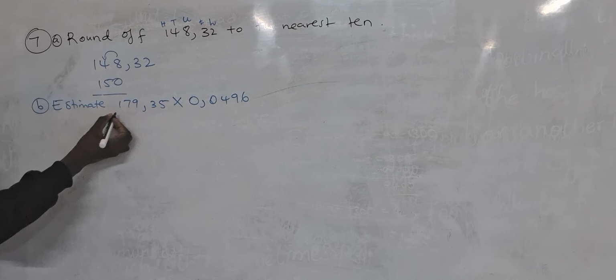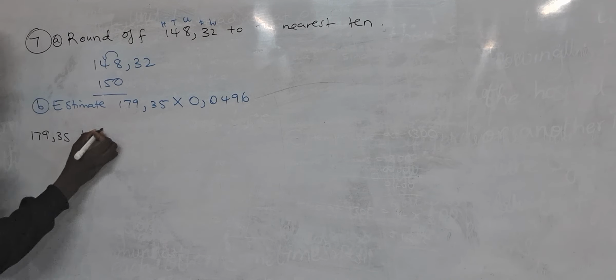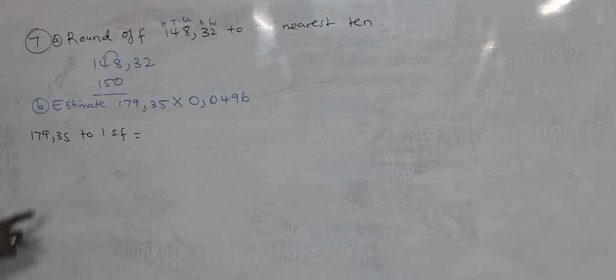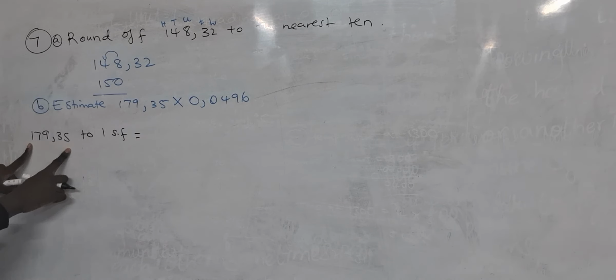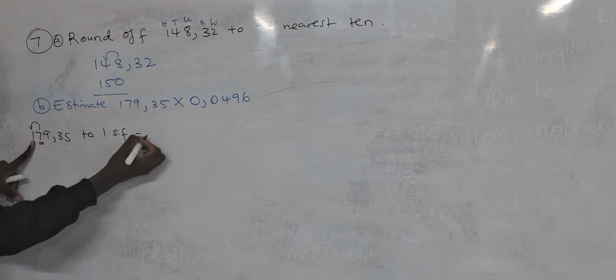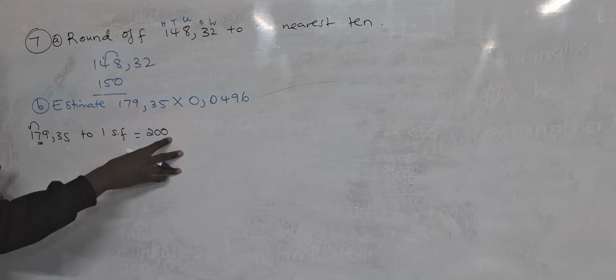So the first part, 179,35 to 1 SF, it simply means to one significant figure. If you express this number to one significant figure, what is the answer? You check if this number is greater than or less than 5. This is greater than 5, so you add 1 here, it becomes 200. So this to one significant figure, the answer is 200.